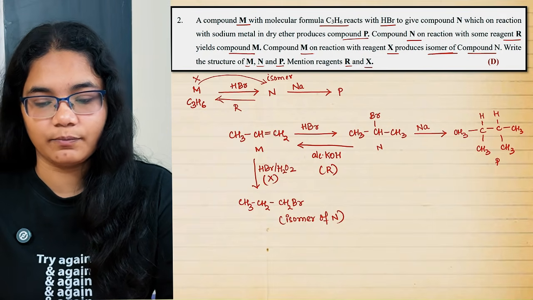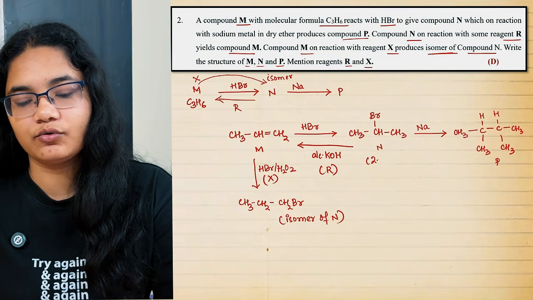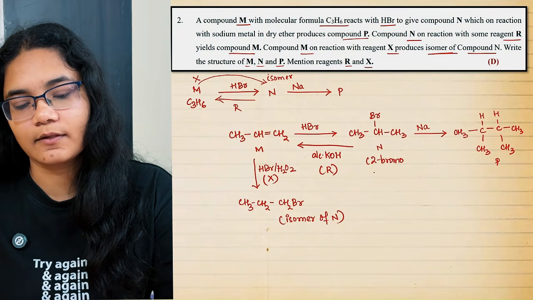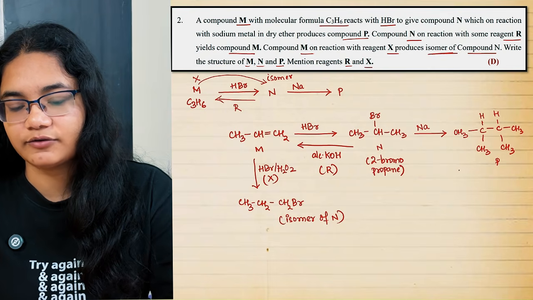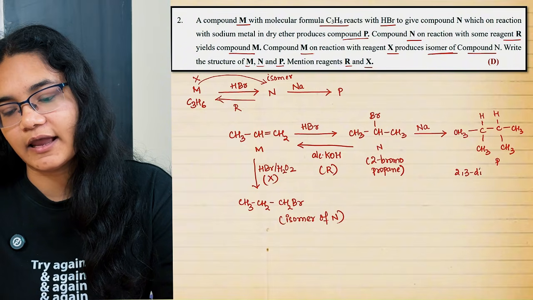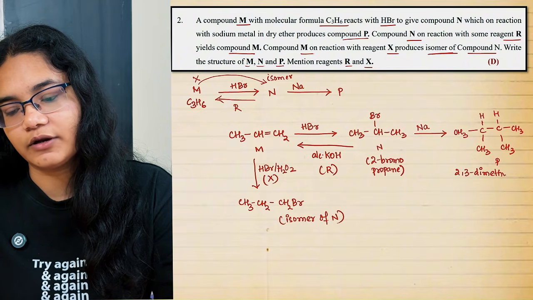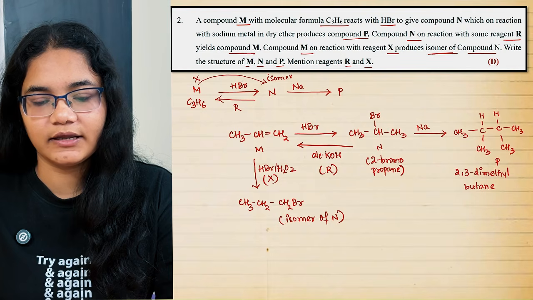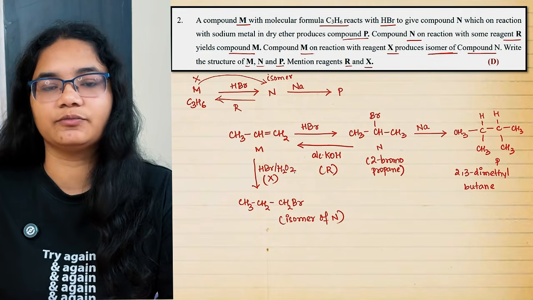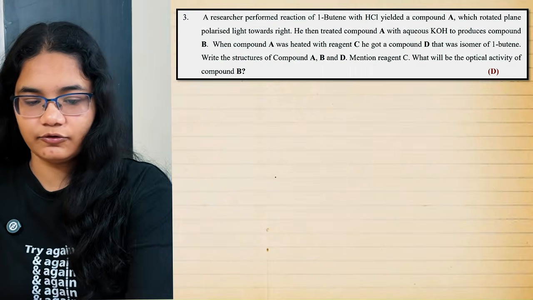So M is your propene, N is 2-bromopropane. If I just want to write down the IUPAC name as well, then P is, numbering 1, 2, 3, 4, 2,3-dimethylbutane. Then we have R is alcoholic KOH and X is HBr, H2O2. Now move to the third question.